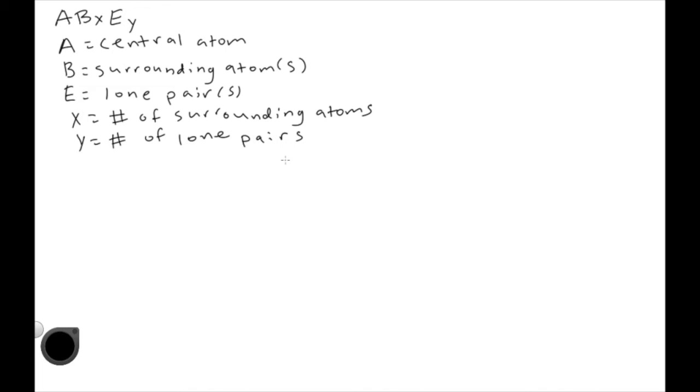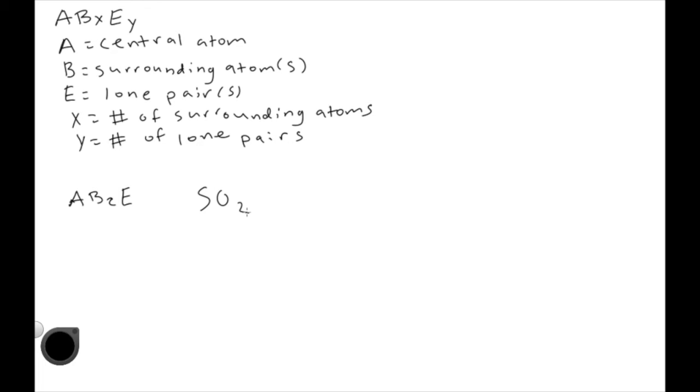Let's start with a simple molecule with the notation AB2E. Right, so down here we have AB2E. And this means that this is a molecule where the central atom has two atoms surrounding it and one electron pair surrounding it. For example, sulfur dioxide, which is SO2.